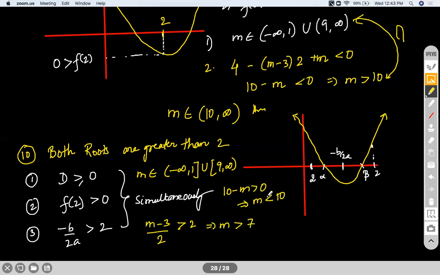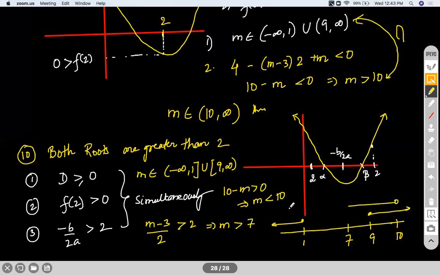Correct. Now let us take the overlap of these conditions. So you have 1, you have 7, you have 9 lined up, you have 10. Yes, sir. So one says minus infinity to 1, 9 to infinity. The other says less than 10. Less than 10 is this zone. And the other says greater than 7. Greater than 7 is again this zone. So I can see an overlap of 3 lines occurring over here. Your answer will be M should belong to 9 included to 10, 10 not included. Is that fine? Yes, sir.